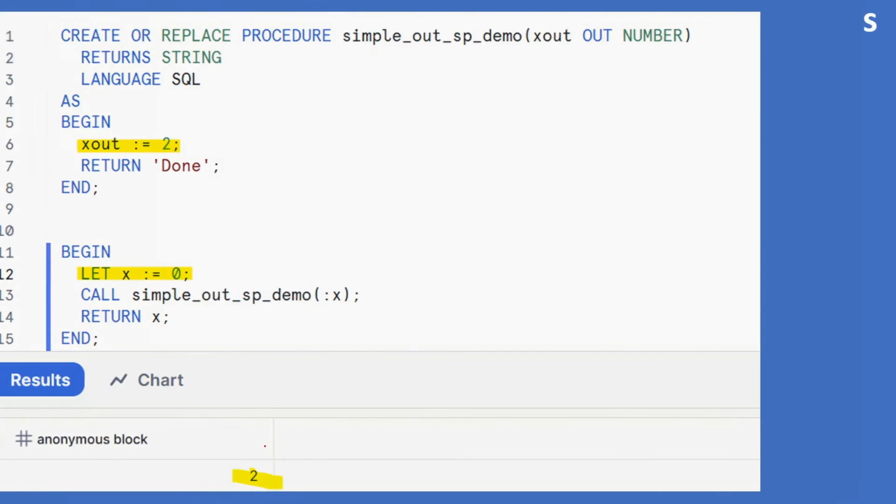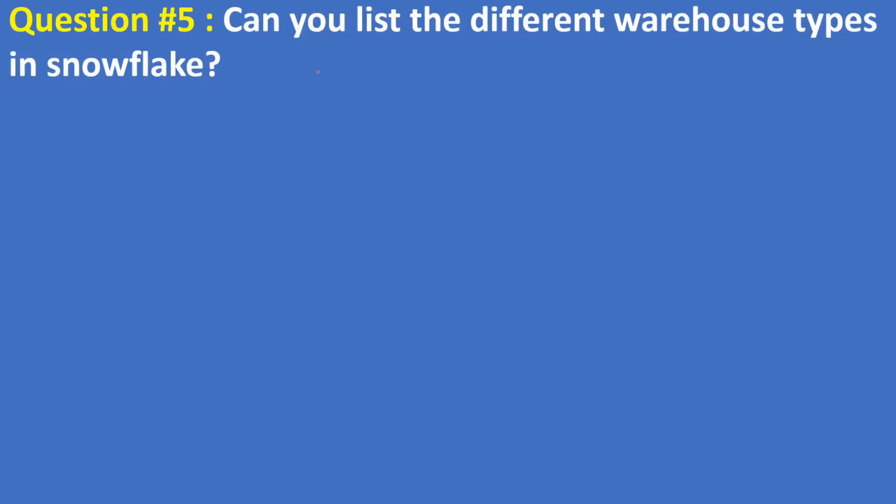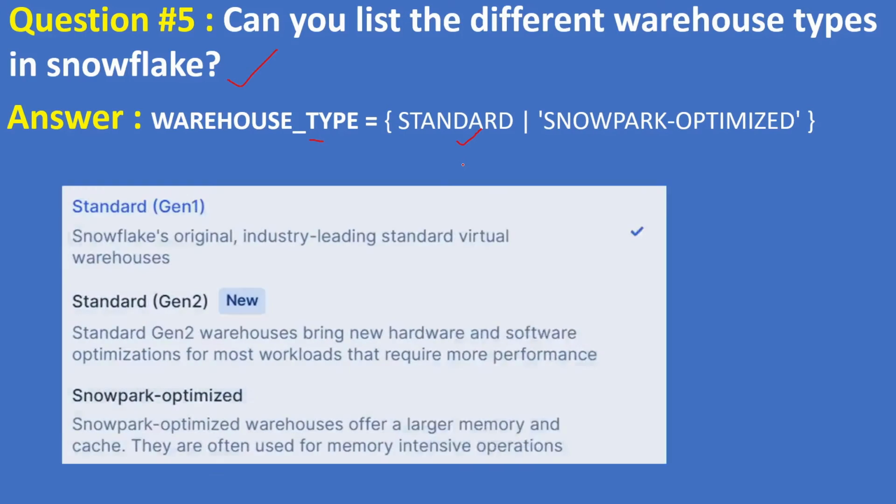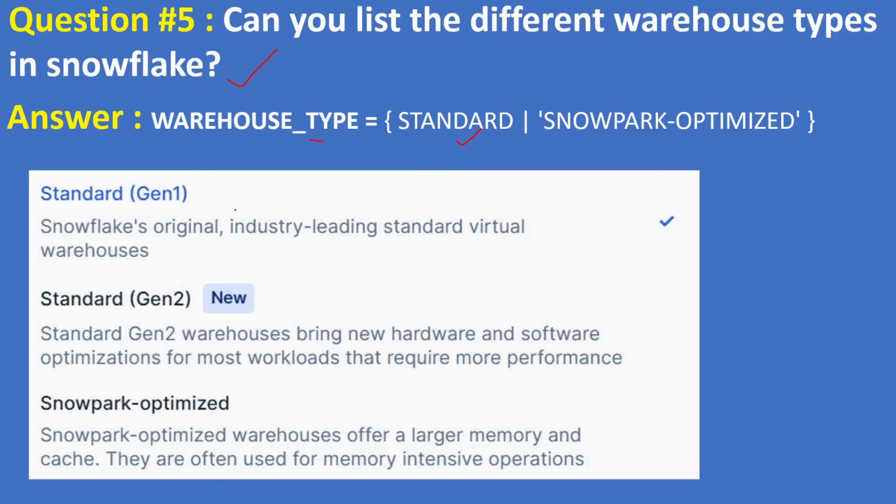Moving on to the next question. Question 5. Can you list the different warehouse types in Snowflake? When you create a warehouse, you specify the warehouse type. There are 2 main types. First, standard. This is Snowflake's original, industry-leading standard virtual warehouse. It's suitable for most general-purpose workloads.